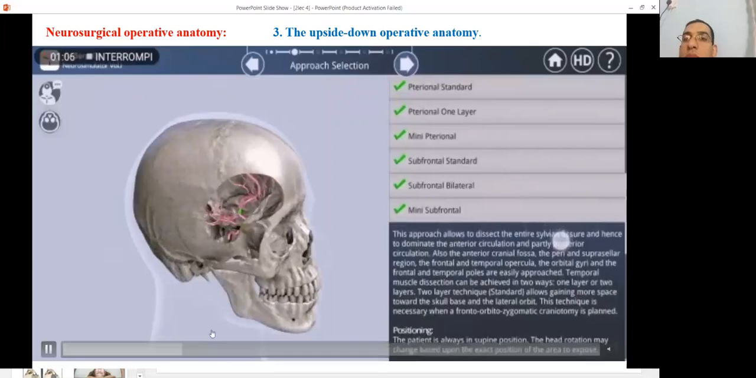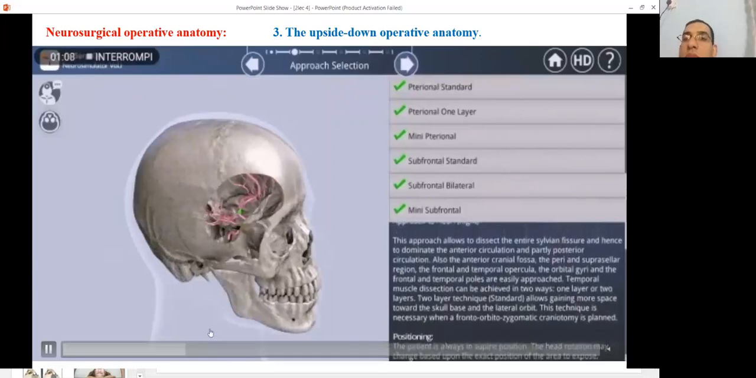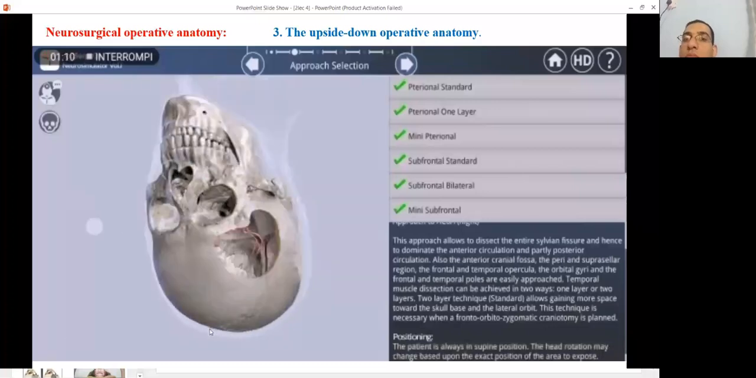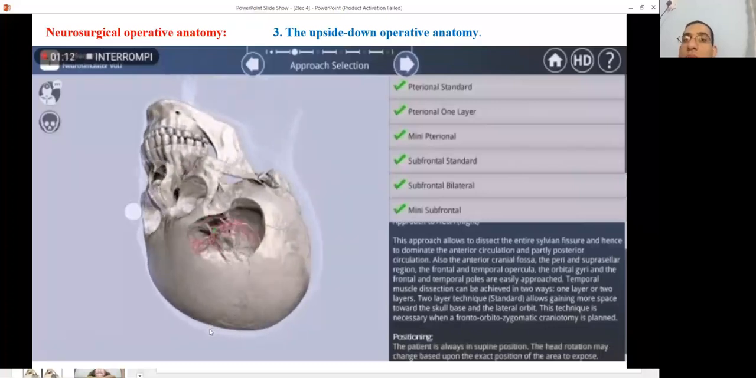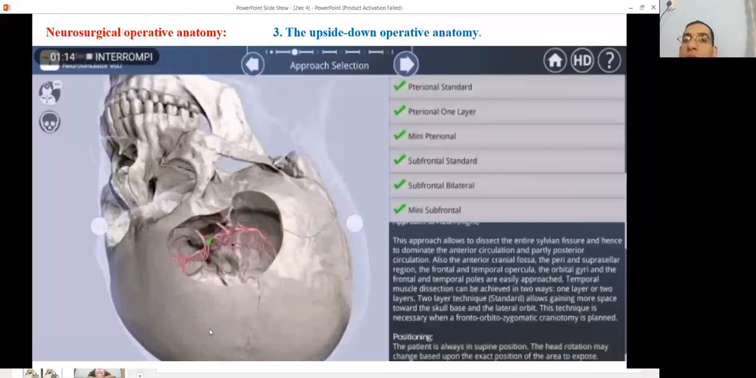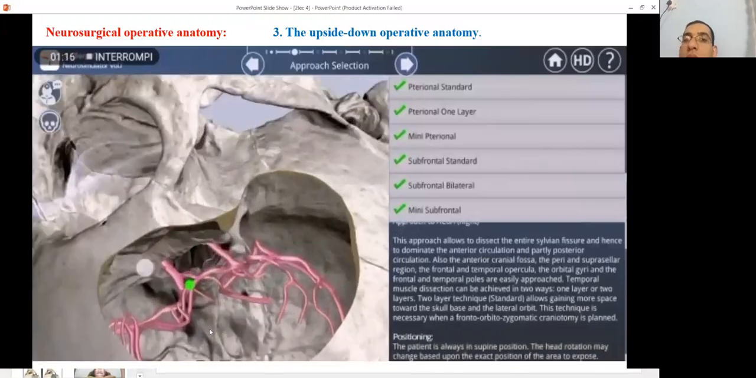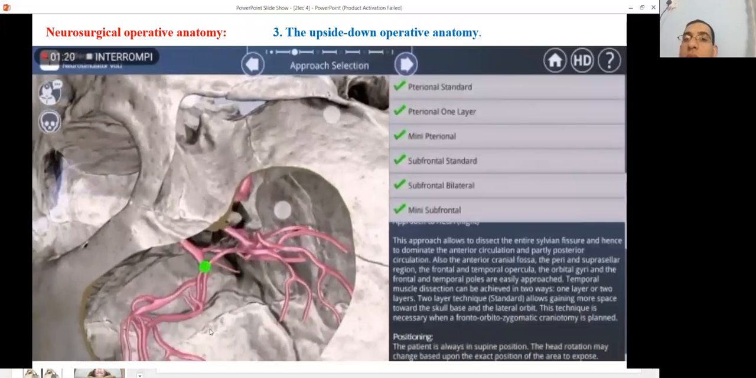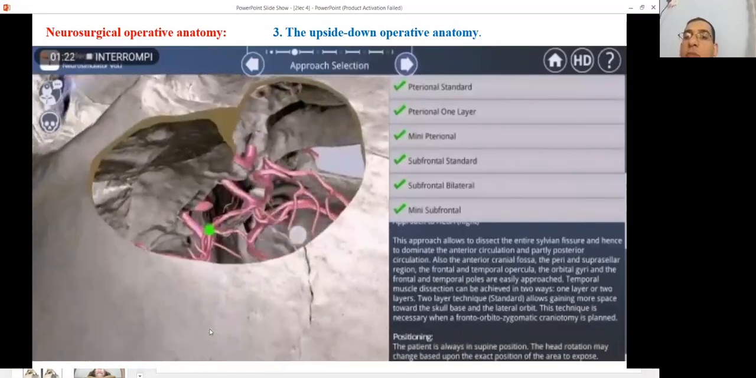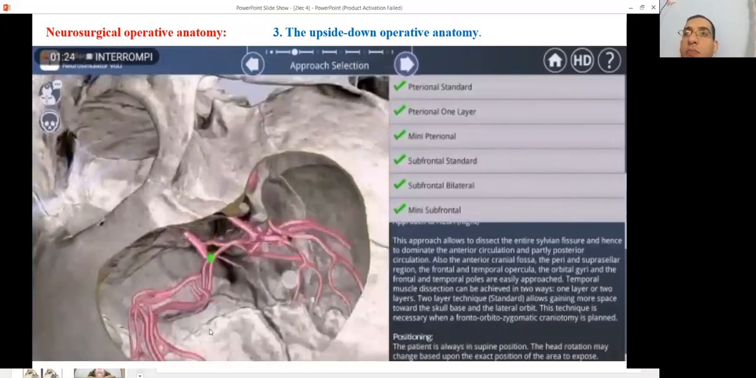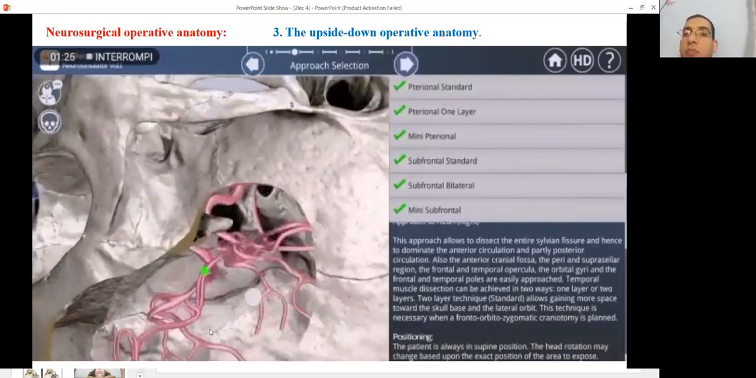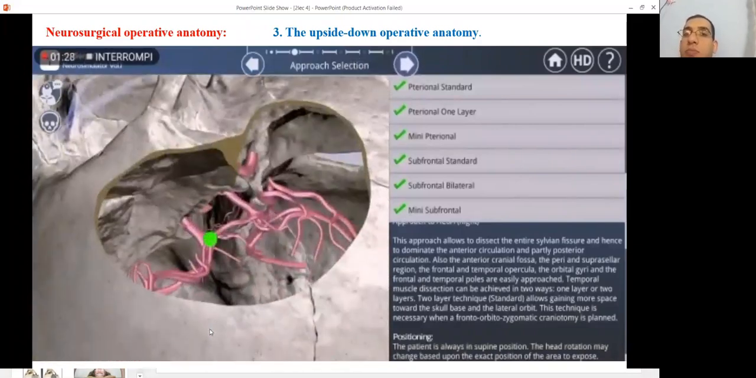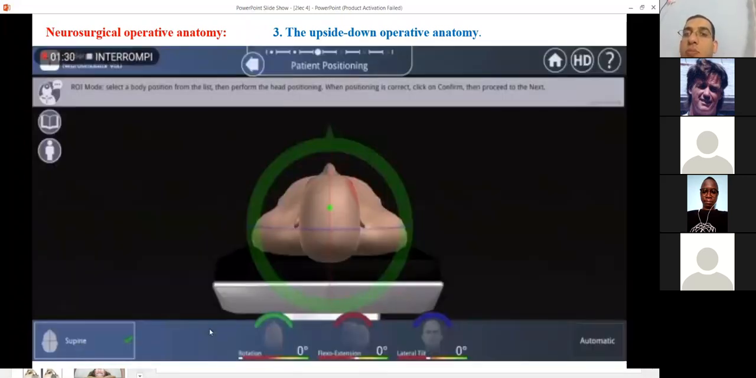Then the next step, you should flip the skull because the patient will be flipped. Yes, just like this. This is the best illustration, where the carotid will come from the roof to the floor direction with a little inclination. This is the concept of our lecture, the upside down operative anatomy. Please spend a good time with it.